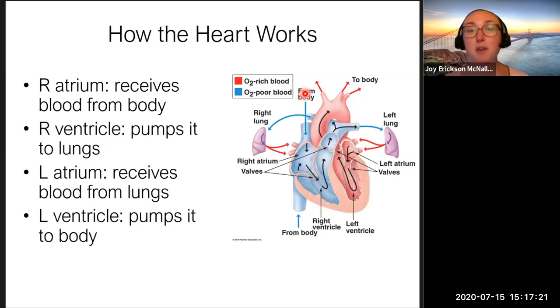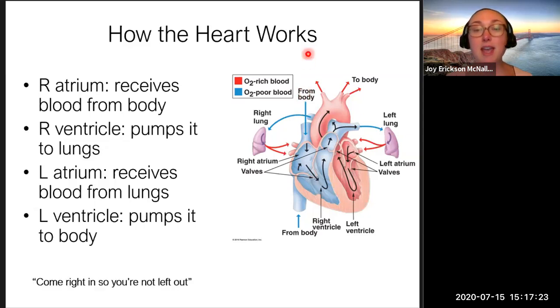One mnemonic to help you remember this is we say, come right in so you're not left out, meaning that blood comes into the heart from the body on the right-hand side, and then leaves the heart and goes to the body on the left. So come right in, comes in the right-hand side so you're not left out. It leaves on the left-hand side.